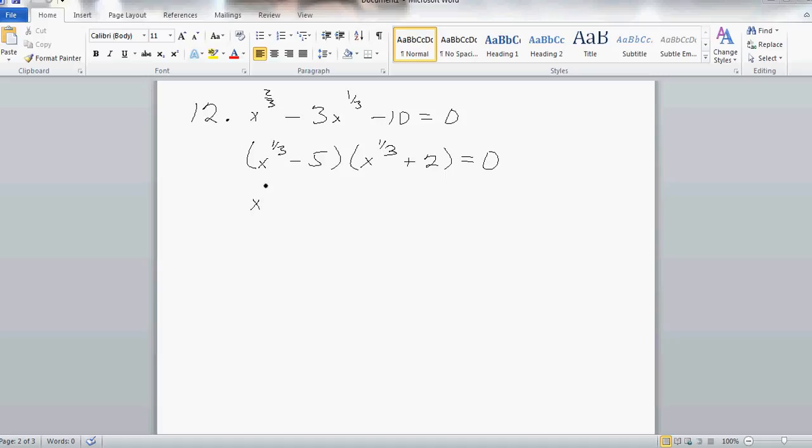So this becomes x to the 1/3 minus 5 equals 0. x to the 1/3 equals 5, and to get rid of the 1/3 power, we cube both sides, so x would equal 125. Likewise, x to the 1/3 plus 2 equals 0. x to the 1/3 would equal negative 2, and cubing both sides, x equals negative 8. And doing a pretty quick check, you will see that both values do work.